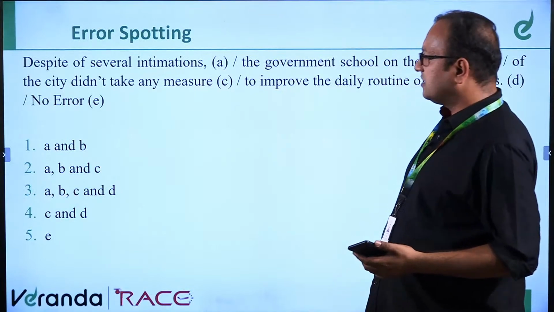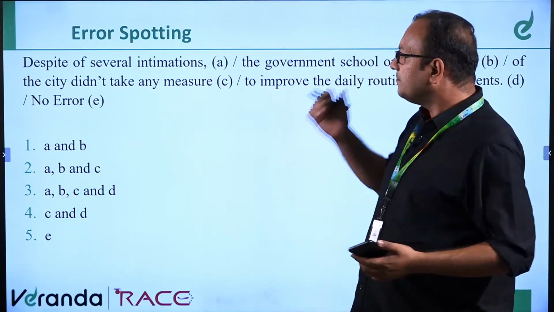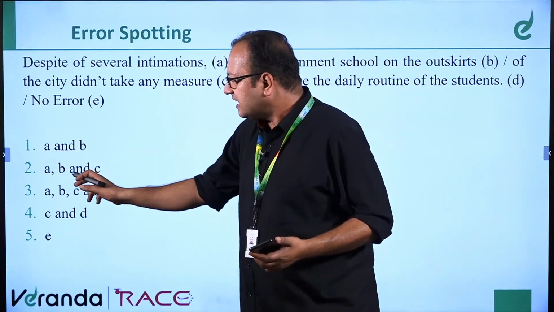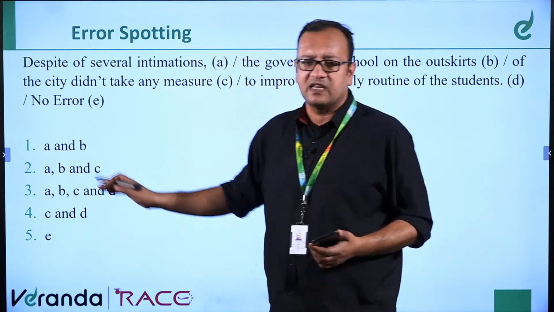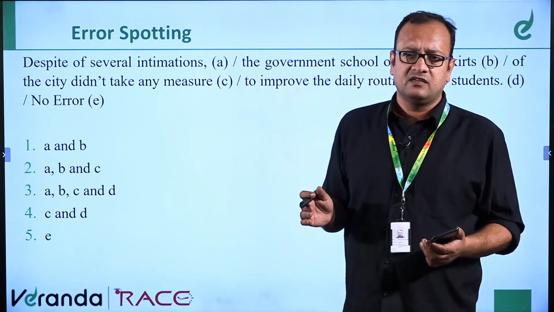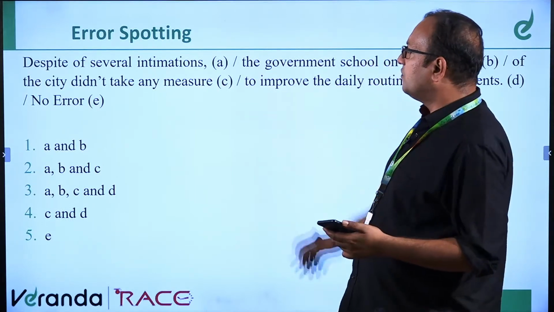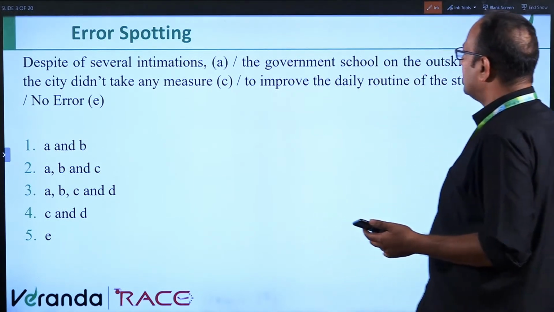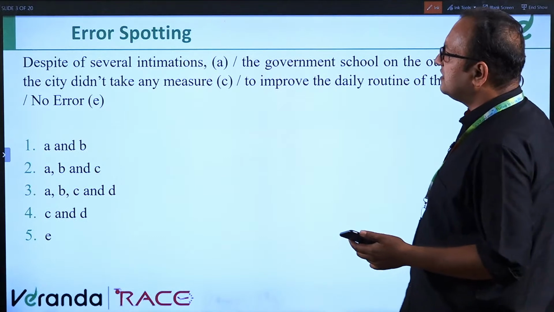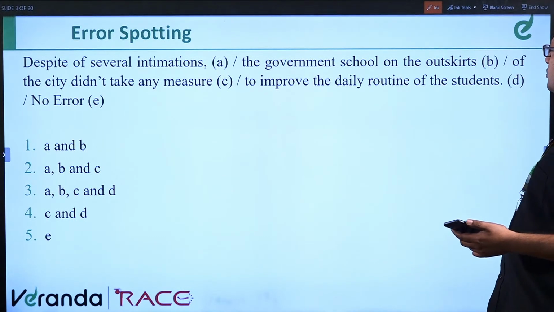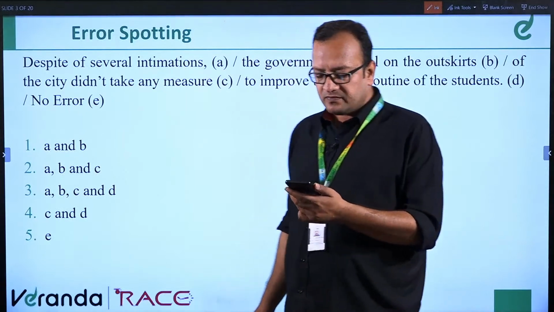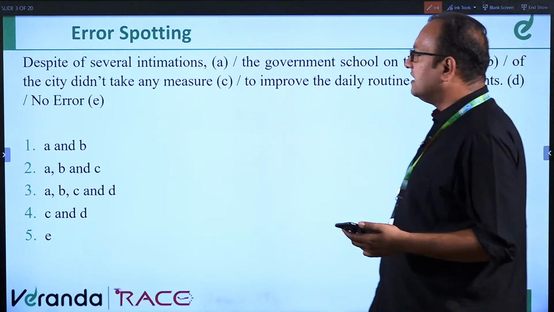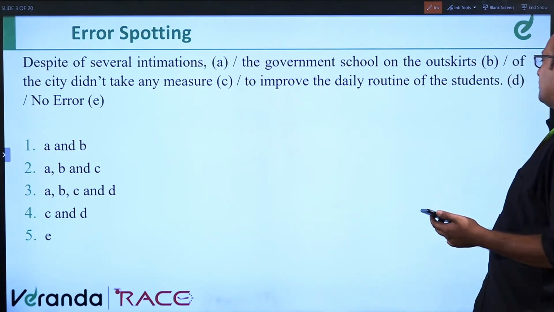So we have the first question, multiple error questions. In this question the error can be in part A, B and C, or A, B, C and D. So the error can be in multiple parts of this question, and you have to identify what the error is. The first question is: Despite of several intimations, the government school on the outskirts of the city didn't take any measure to improve the daily routine of the students.